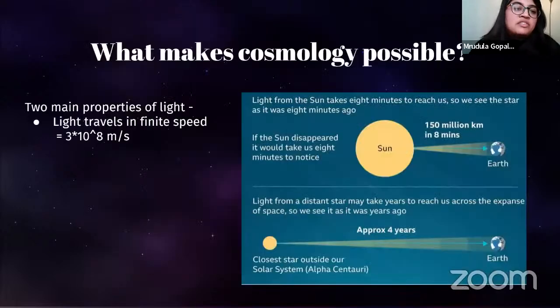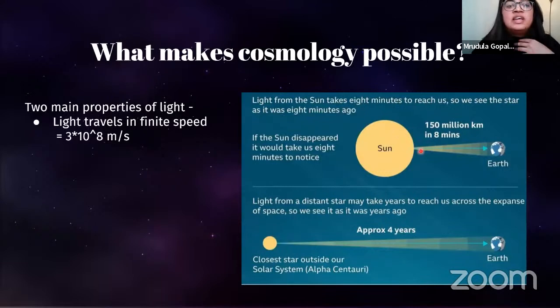There are two main properties of light that make cosmology possible. One property we are familiar with is that light travels at a finite speed. We all know that the speed of light is 3 × 10⁸ meters per second, which is pretty fast. But note that the light from our star, the sun, takes 8 minutes to reach us. So every time we observe the sun, we are observing it as it was 8 minutes ago.